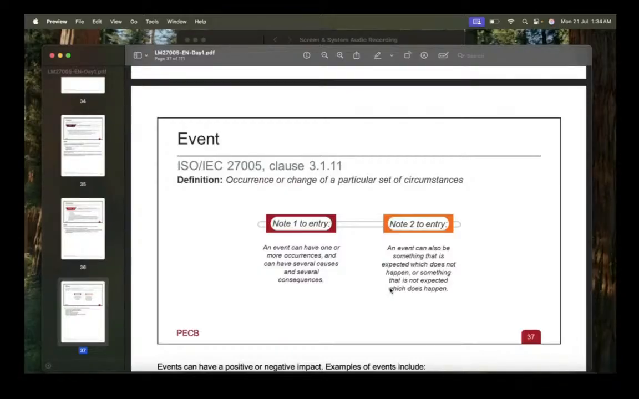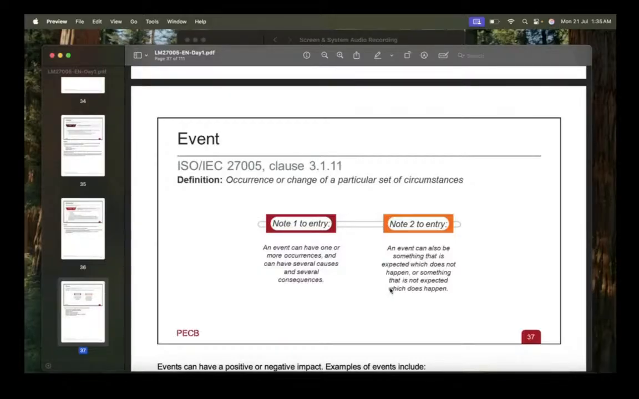And note 1 to entry, again, I'll read it for you, which is: an event can happen one or more times and have several causes or consequences, which we know already happens sometimes. Maybe, for example, once in a while, some system failures happen. So this is an event that has some consequences whenever it happens. That is how we can mitigate the risk, knowing that these are the events that occur once in a while, and we need a risk management system for that.